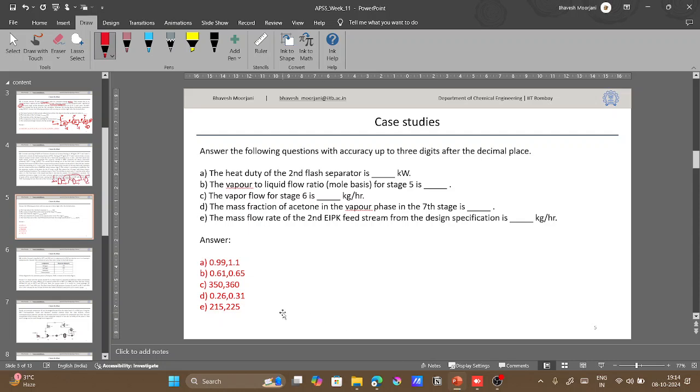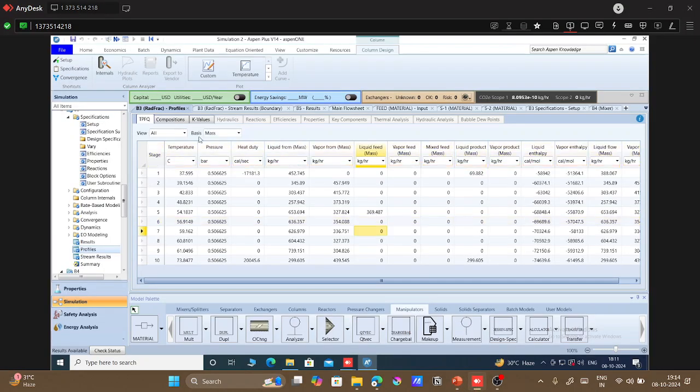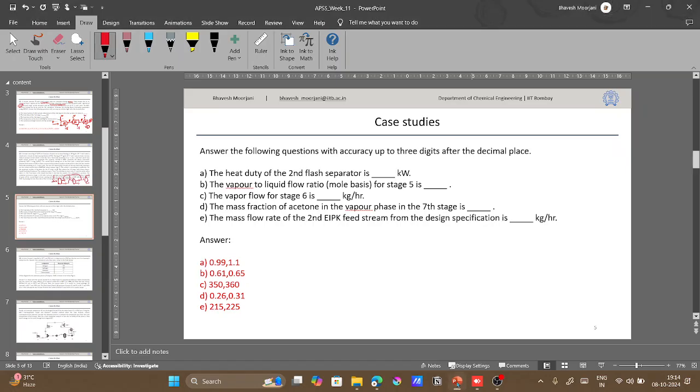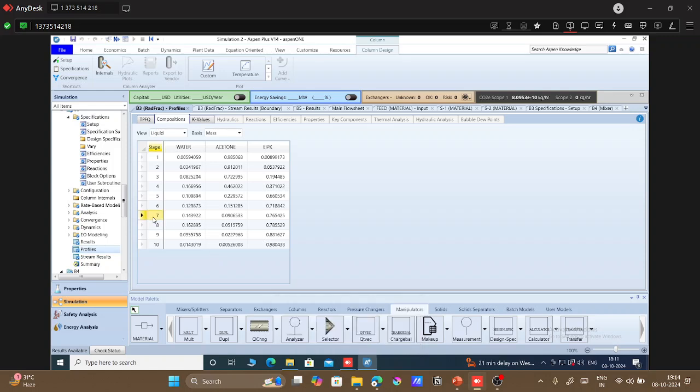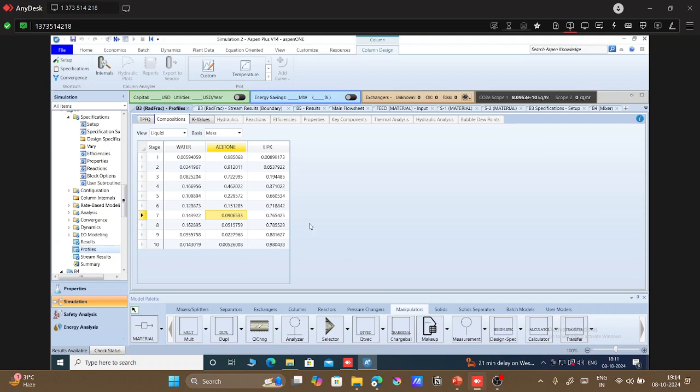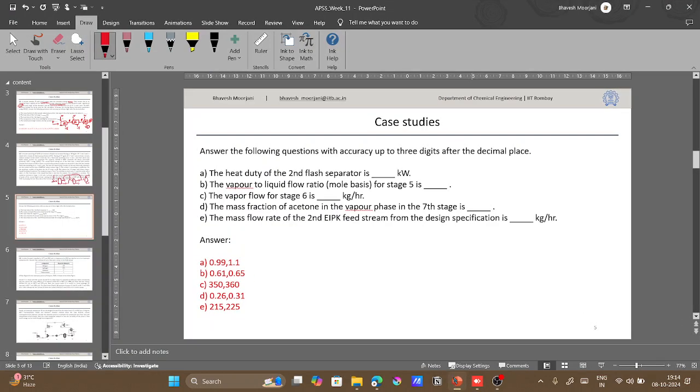The mass fraction of acetone in the vapor phase in the 7th stage. For the mass fraction, you can look into the composition value. Mass fraction of acetone at what stage? Stage number 7 is asked. So that is 0.09. Again, this is for liquid, and we are looking at vapor. So for vapor, 0.28, 0.281, that is also there.